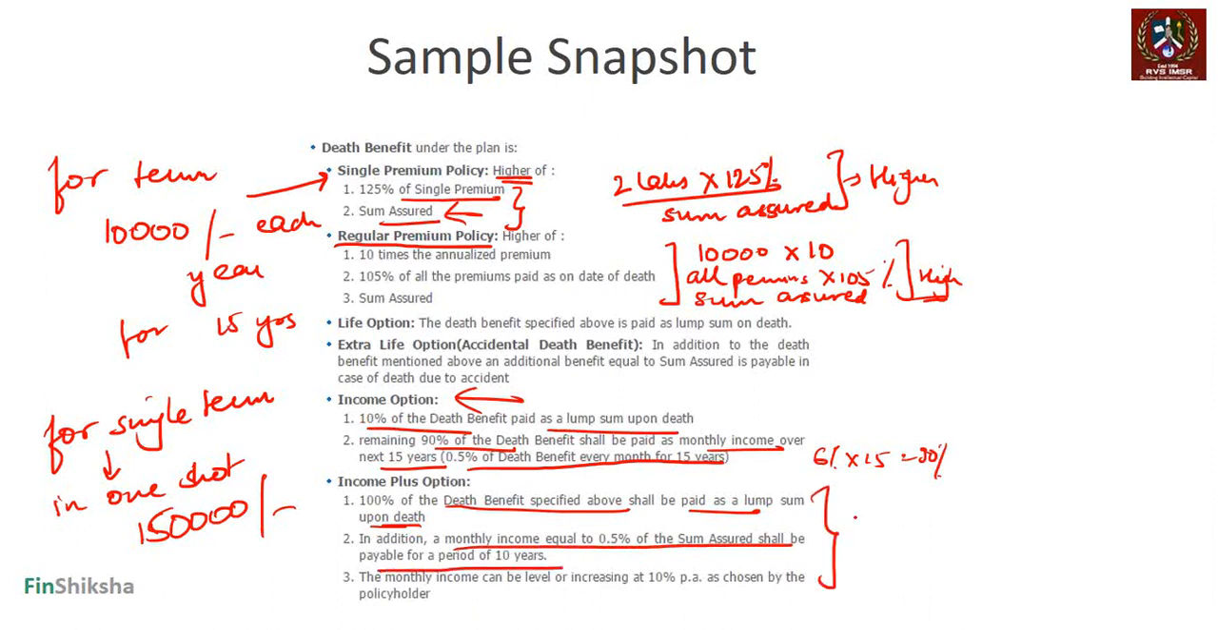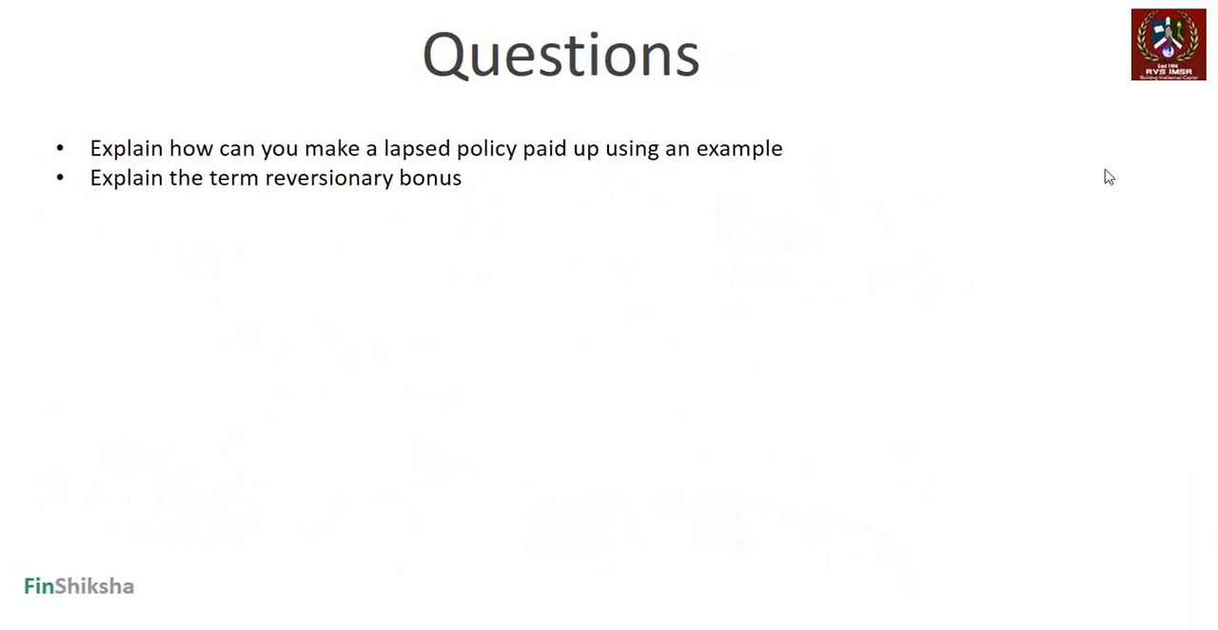Obviously, in this case, the company is paying more, so they will be charging more as well. It's not like they're going to give the money out of their pockets. They're going to charge more to everyone who gets into this kind of option, and pay it to everyone from the money they have collected from the insured people, right? And monthly income can be at a level or increasing at 10% as chosen by the policy holder. So that's our discussion broadly in this particular section.